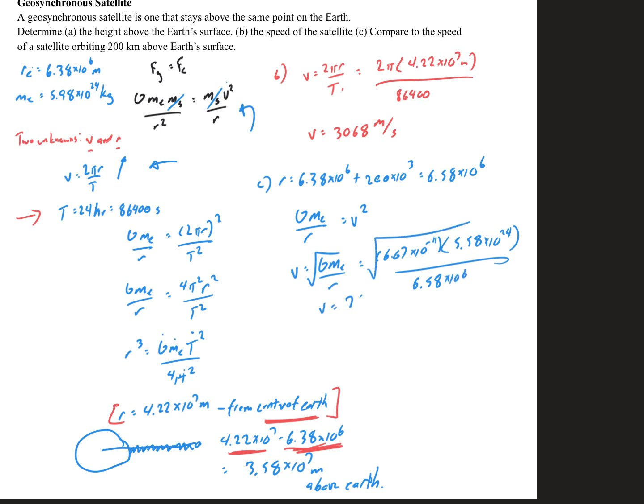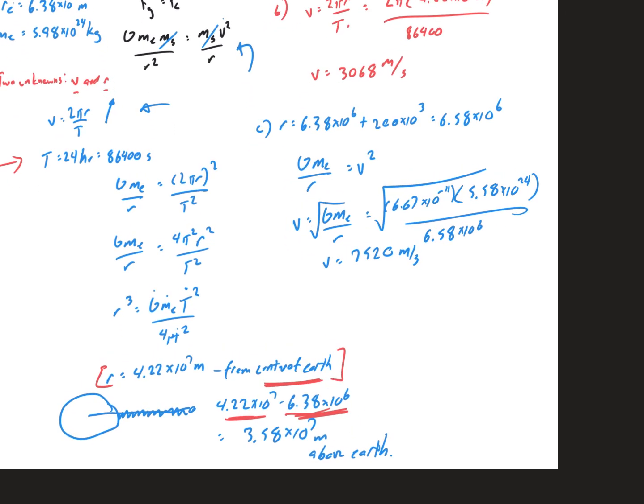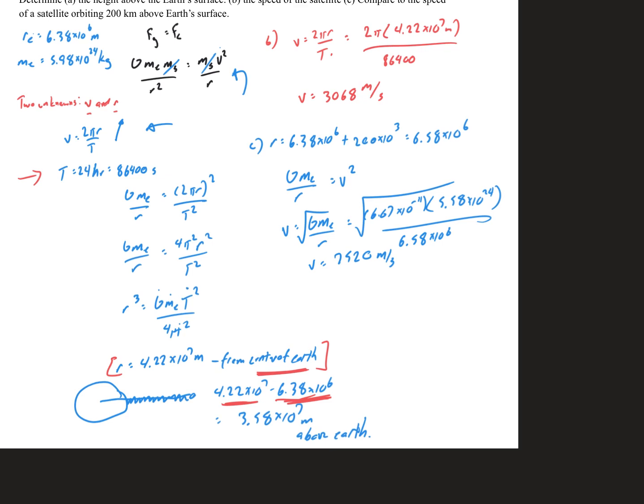So I get a speed of about 7520 meters per second. Looking at this second speed versus the 3068, because it's lower, it's got to go a lot faster in order to keep from being pulled down into the planet, which is kind of what we'd expect. It's the same idea as the string in our lab: as the string got smaller, the speed had to also increase. So a lot of similarities we can draw there.